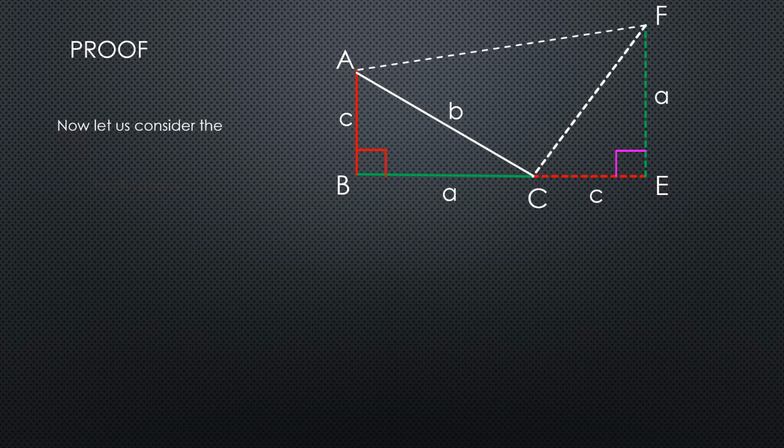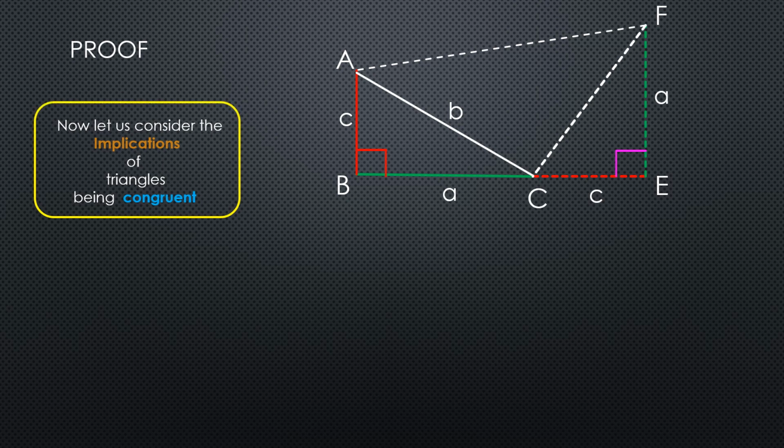So now let us consider the implications of the triangles being congruent. So this implies that point number 1, AC is equal to CF. So the length of this hypotenuse must be equal to the length of this hypotenuse. This is implication number 1.